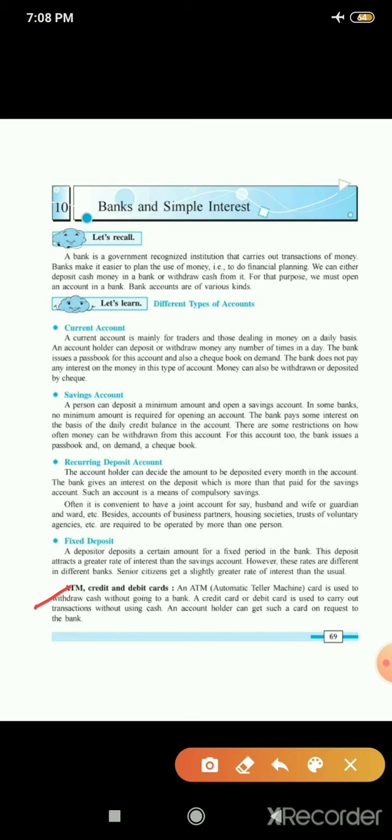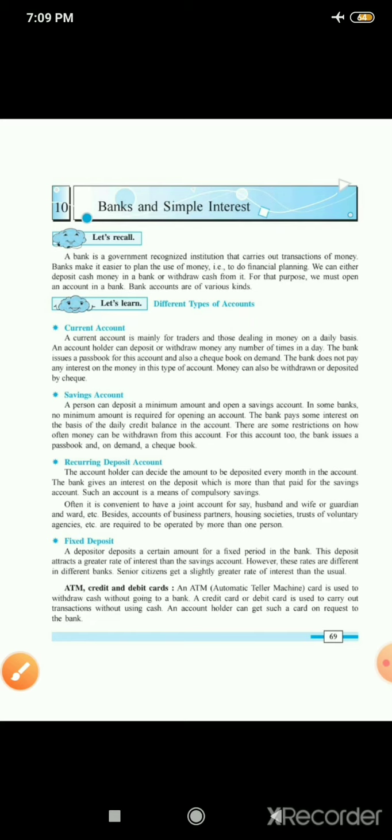An account holder can get such a card on request to the bank. So students, here you can ask your parents about the savings account, recurring account or fixed deposit and ATM cards. You can just ask, and if they wish to show you, they will show you, which will add to your knowledge. Now let us go to the next page, in which let us discuss a passbook.